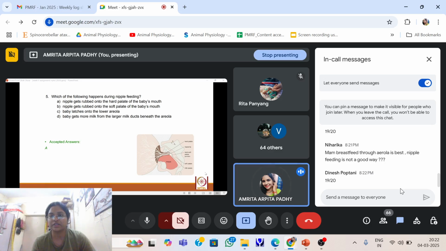Okay. Nipple feeding means that the baby is not getting enough milk. It's just sucking. Although it is sucking, it is not sucking hard or properly. It may not be able to suck enough or sufficient milk required for its growth.